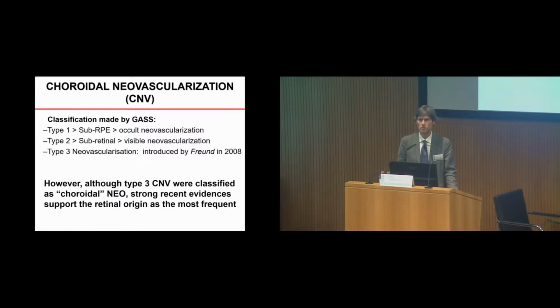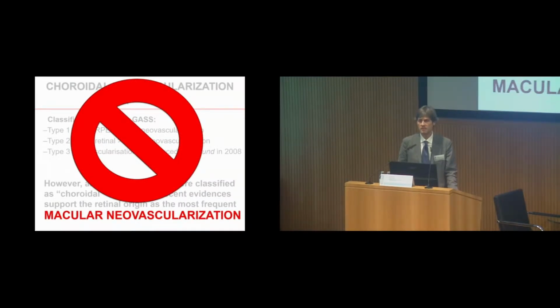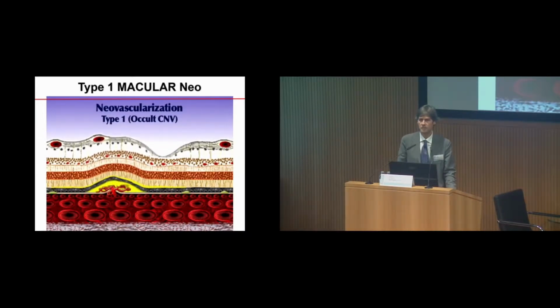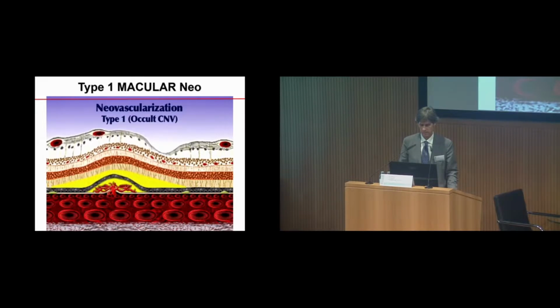In the past, we used to refer to the neovascularization as a choroidal neovascularization, but then we realized that there is at least a subtype of them, that is type 3 neovascularization, that is not originating from the choroid. So this is the reason why we should use a different terminology for neovascularization in general and in AMD, that is macular neovascularization. So no more CNV, but rather MNV. And this is a type 1 MNV. You can see it is characterized by growth just beneath the RPE.